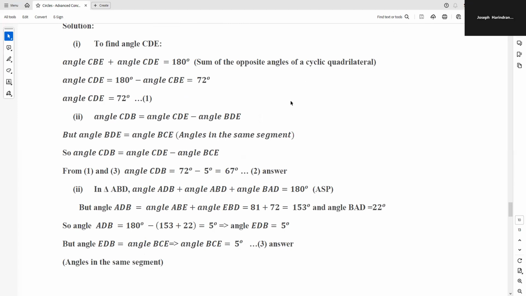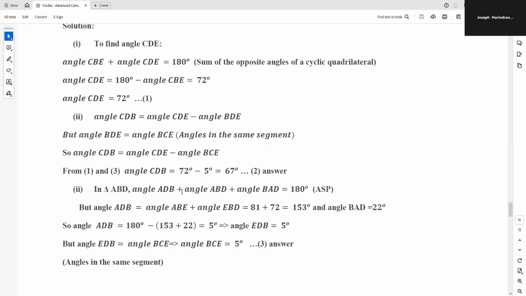I have jumped to the third part because if BDE is found out, it is equal to BCE, angles in the same segment. So EDB or BDE, whatever it is, is equal to angle BCE. So BCE is what we need. We find EDB is equal to 5 degrees by the angle sum property, and then angles in the same segment.